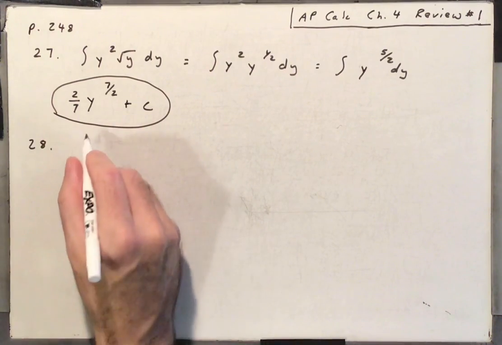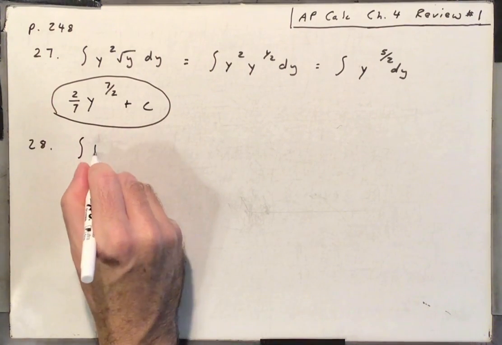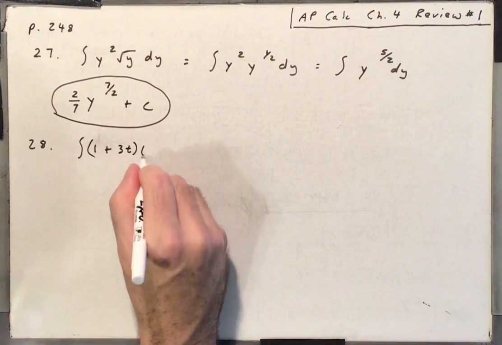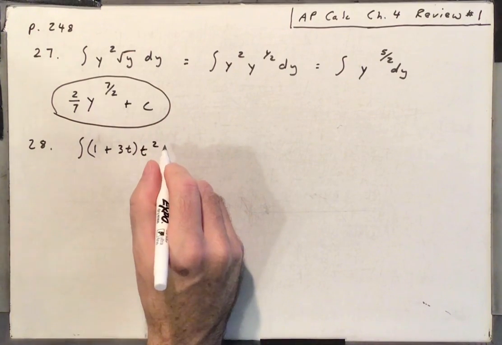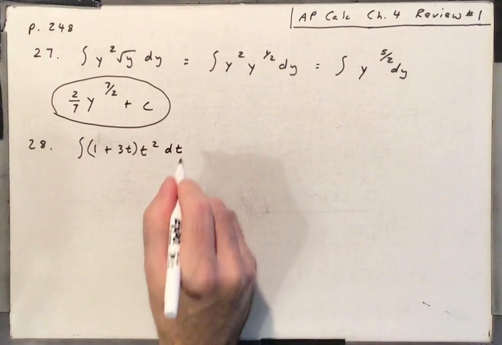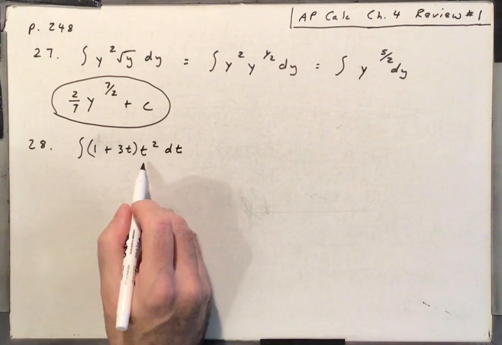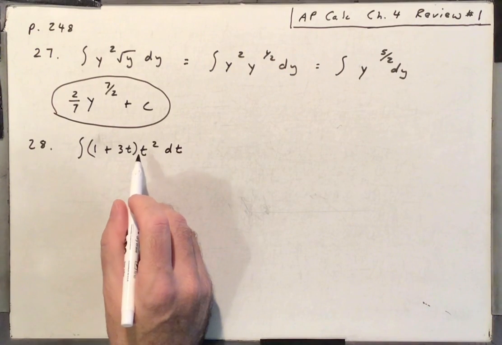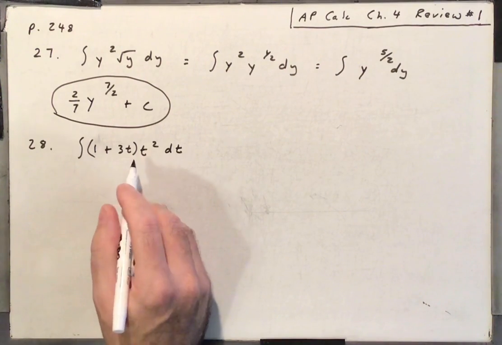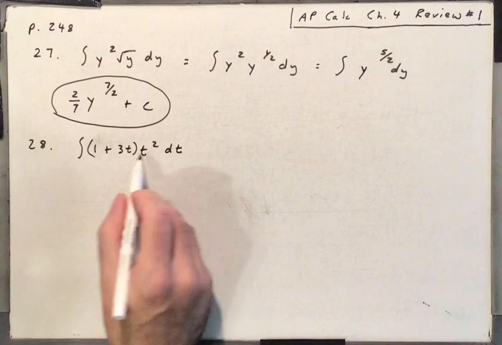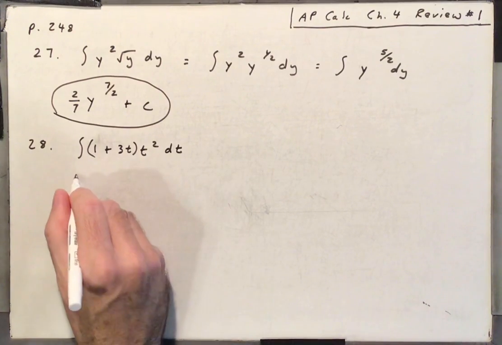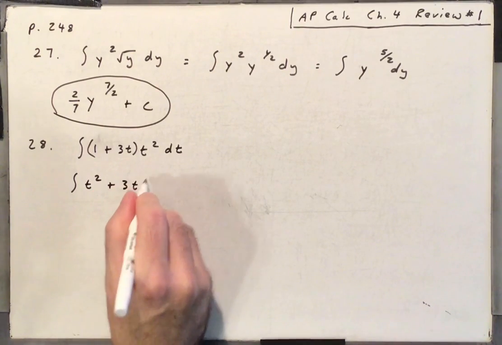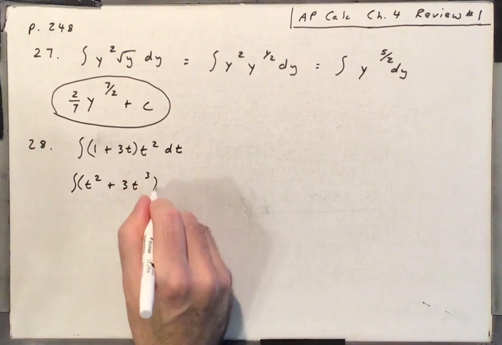Okay, 28, 1 plus 3t times t squared dt. Okay, this is one where you always want to try to avoid u substitution if you can. So let's just multiply the t squared by this 1 plus 3t. If we do that, I've got t squared plus 3t cubed dt.